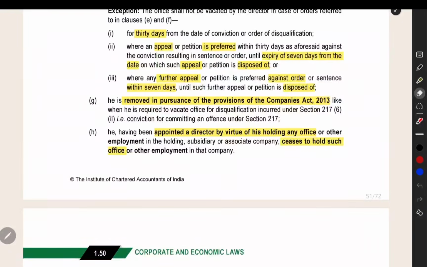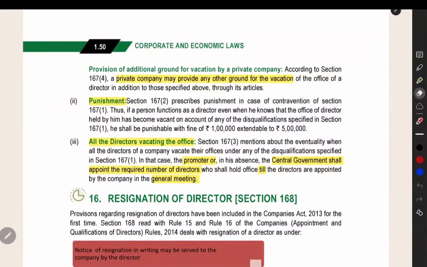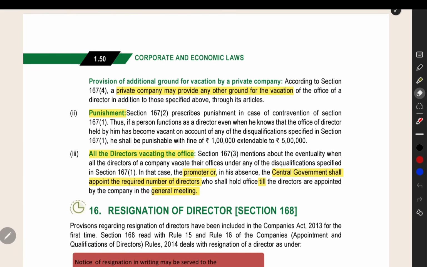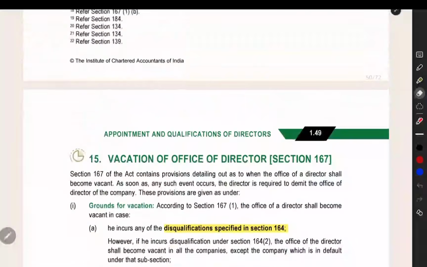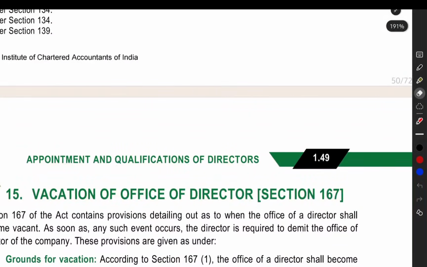And then the director is removed following the Companies Act provisions, and then he is appointed as a director because he is, for example, holding a director position in the holding company. Now when he is removed as a director from the holding company, then from our company also he will be removed. Then such other things also given here, punishment given. And if all the directors are vacating the office due to the above mentioned reasons, the central government will appoint the directors to manage the company till the next general meeting, where all the directors will be appointed again by the shareholders. So that's all about the vacation of office by a director provision. We have completed all the important topics in this chapter from where questions are coming.